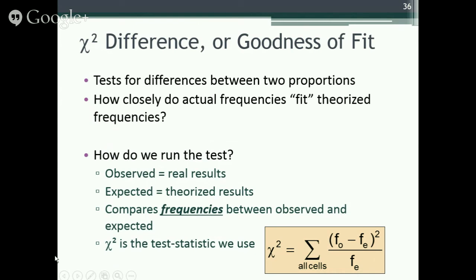So you see here that we have observed, which are the real results, our sample results. We have the expected, which is our theorized results, our hypothesized results. And what we're doing in this test, and this is for both goodness of fit and for association, is comparing the observed frequencies and the expected frequencies. So we use this chi-square statistic. And you can see it's fairly straightforward. We have the frequencies observed, FO, minus FE, the frequencies expected. We square it, and then we divide it by the frequencies expected. And we're not going to get into all of this, but we sum it over all of the cells in our cross-tabulation table. Because you remember, a cross-tab is essentially a table. And tables are composed of cells, right? Just like in Excel, you have cells in Excel. This is the same thing.